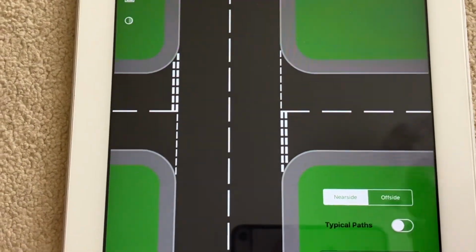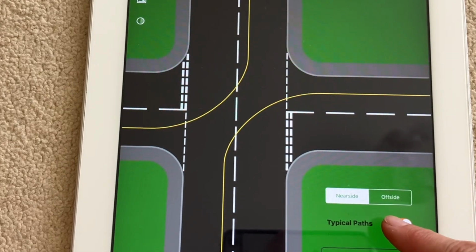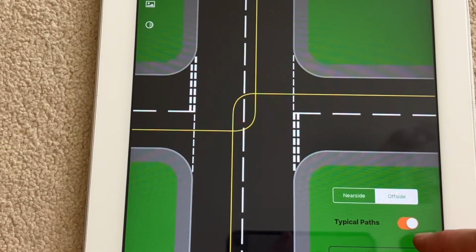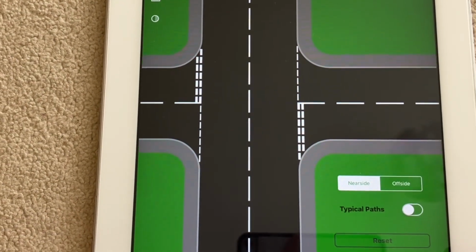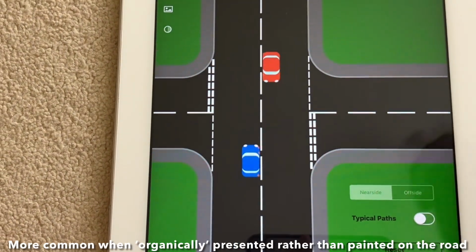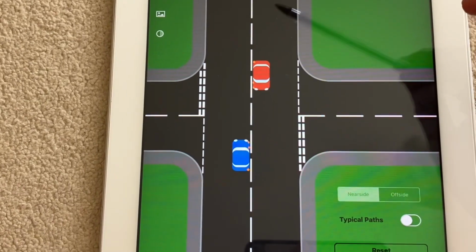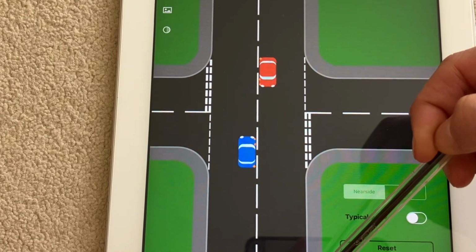So the typical path is either near side to near side, which is when you pass in front of the other car, or offside to offside, which is when you go behind, all right? So near side to near side, which is more common, is this one. So as you come up, you're going to be turning in front of the other car if there's no one coming from down here to turn left and go straight, like that.